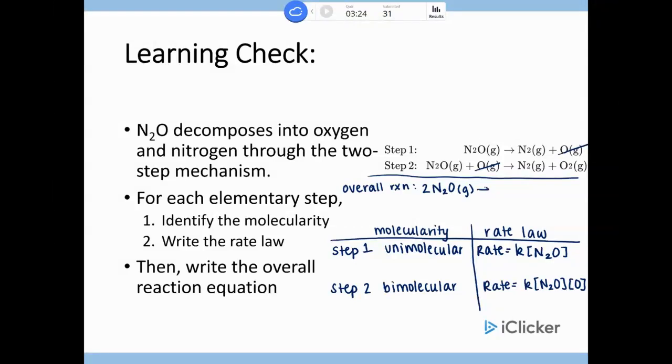So now we can go to products. First is N2, and there are 2 moles of N2 on the product side. And then we have O2, and there's only 1 on the product side, nothing on the reactant side. So this is the overall reaction equation that occurs through those 2 steps.